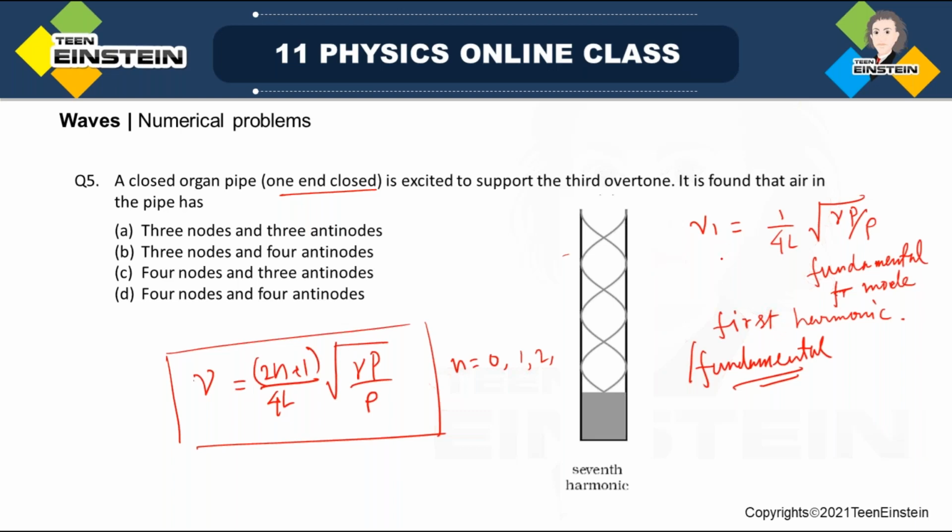Then when n is equal to 1, it will give you actually 3 times the fundamental. This is called the first overtone. Fundamental tone, overtone.